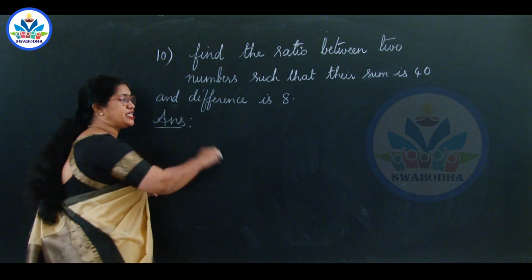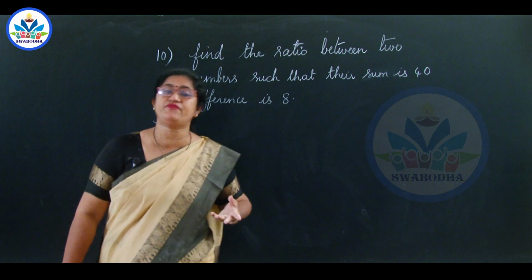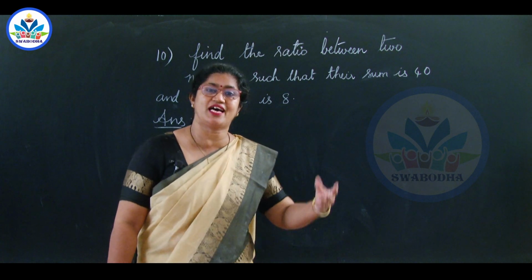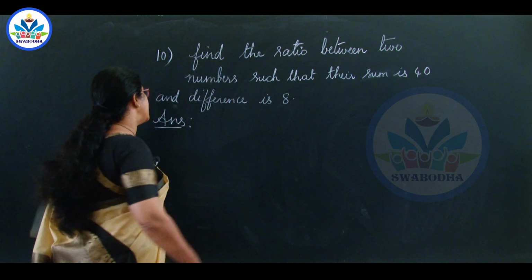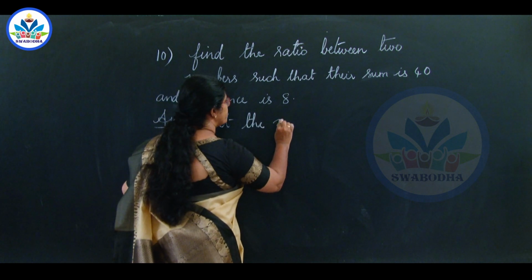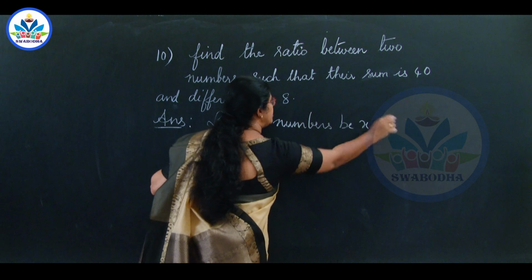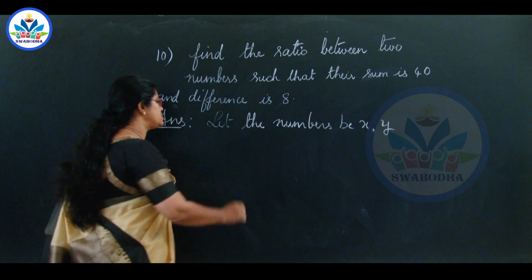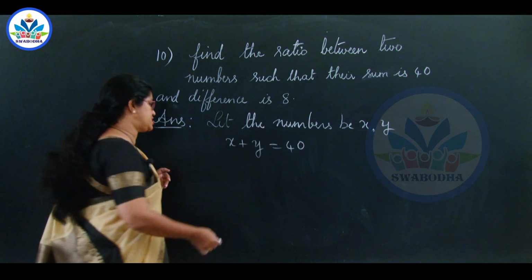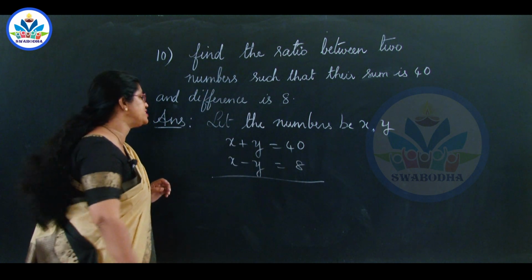A very simple statement problem. What do you know about the two numbers? You don't know the numbers. Whenever we don't know anything in maths, we give it some names, and our most favorite names in maths are x and y. So, let the numbers be x and y. What do I know about the numbers? When I add the two numbers, x plus y should give me 40. The difference, x minus y, should give me 8. Just solve it like a simple simultaneous equation.